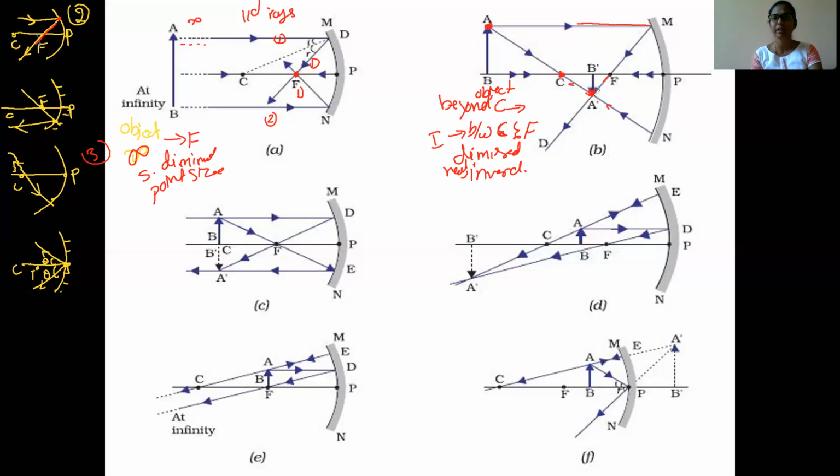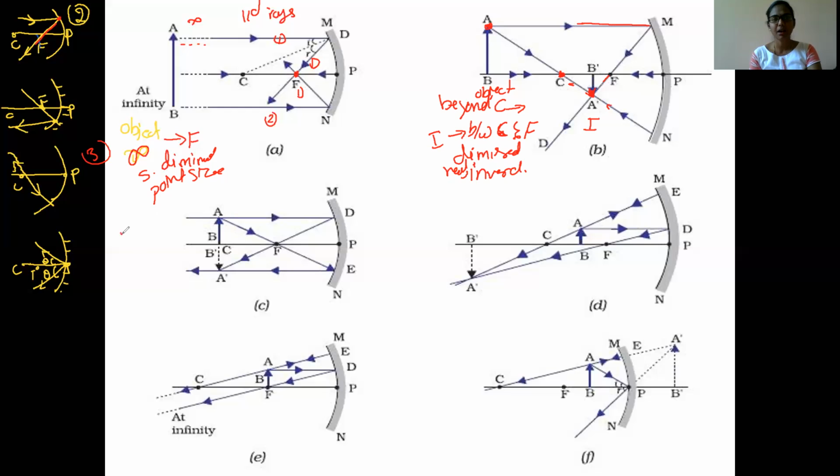So two reflected rays are meeting here. That means the image is going to form here. Clear, children? The second ray diagram? Yes. Good. The third ray diagram is when you place the object at the C.